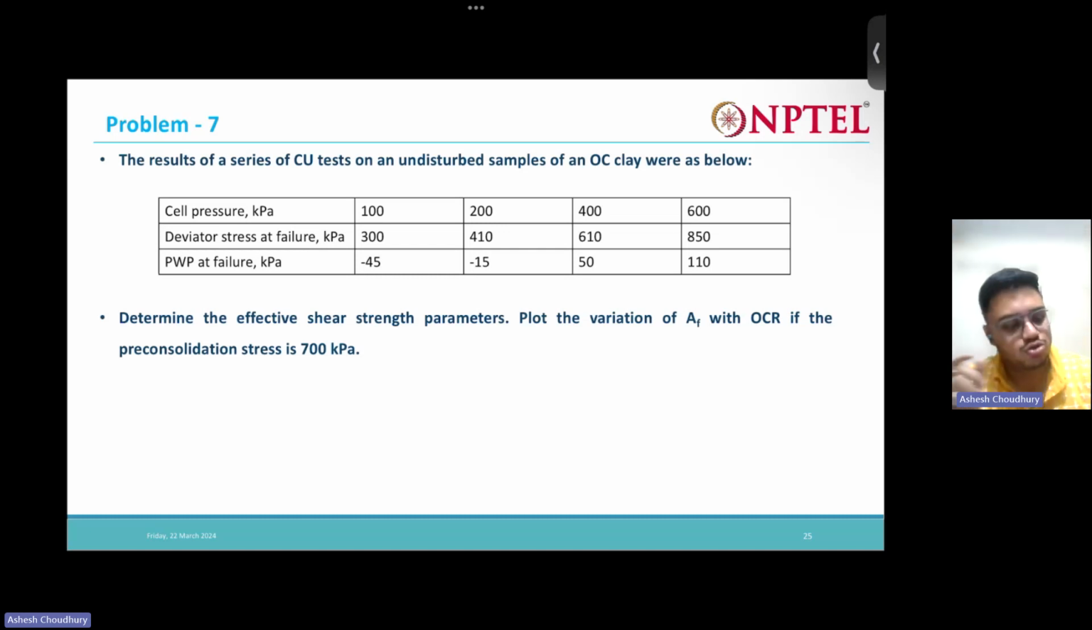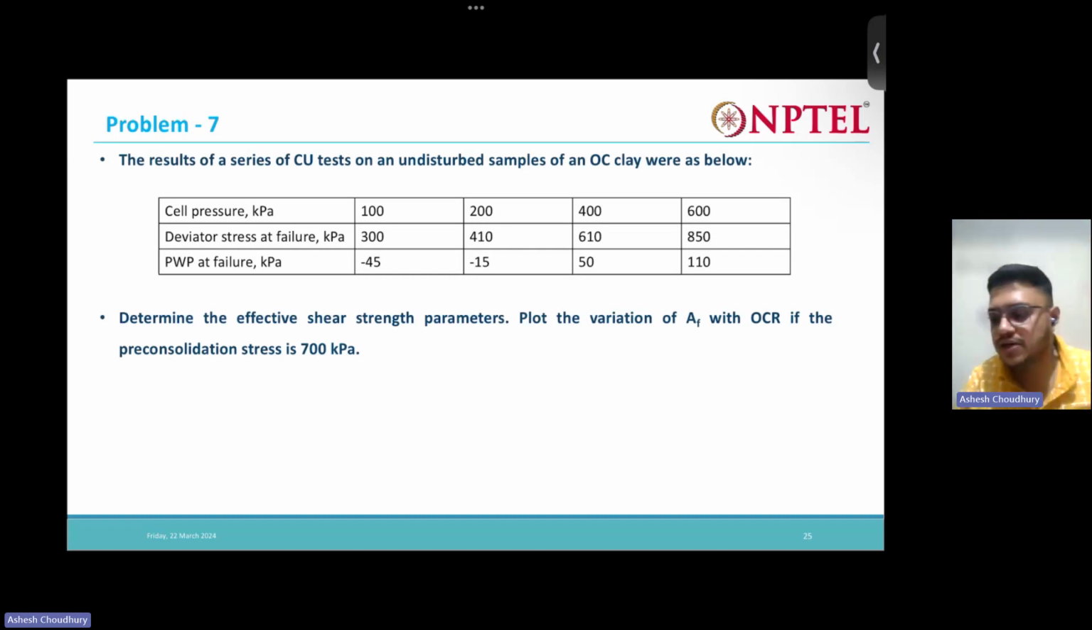So for this over consolidated soil, you need to find out the effective shear strength parameters. The test data is given. First you make a table: test number, sigma 3, sigma d, sigma 1, then u, then sigma 3 prime, sigma 1 prime, like this. So first we will make that table.